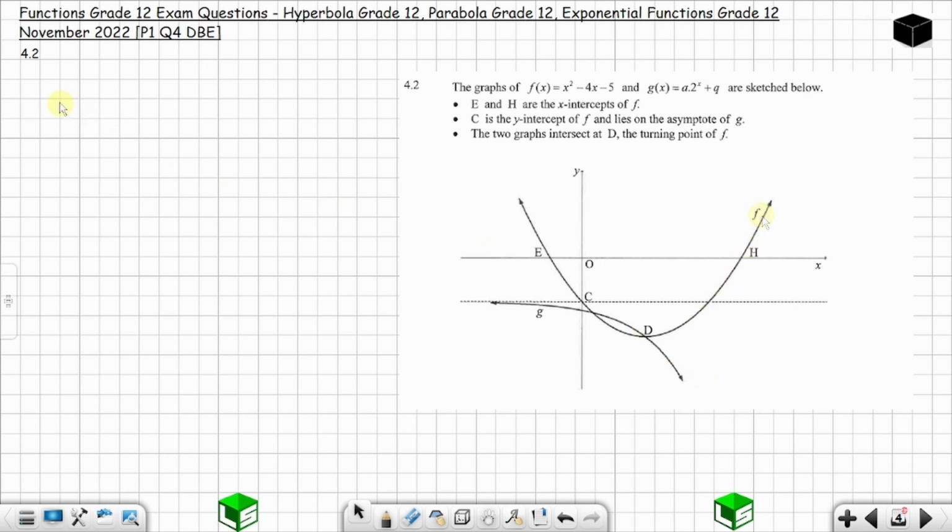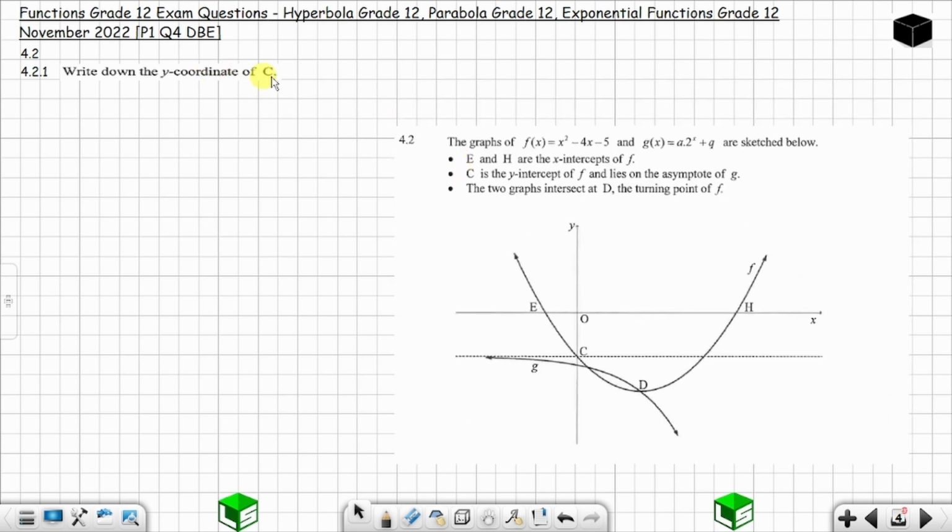Now question 4.2.1: write down the y-coordinate of C. This question is 1 mark. You can see there's C. C is the y-intercept of the graph of f.